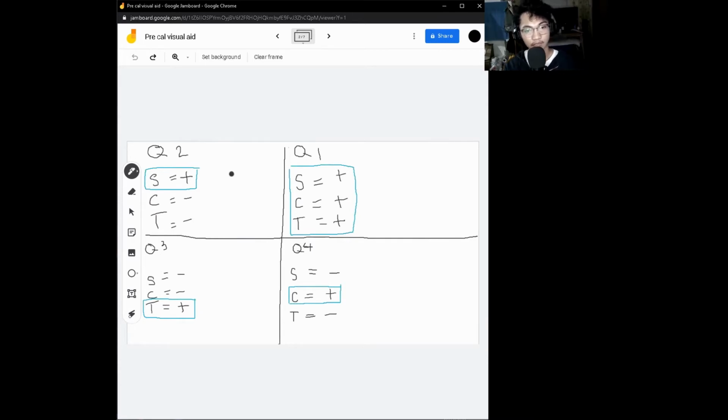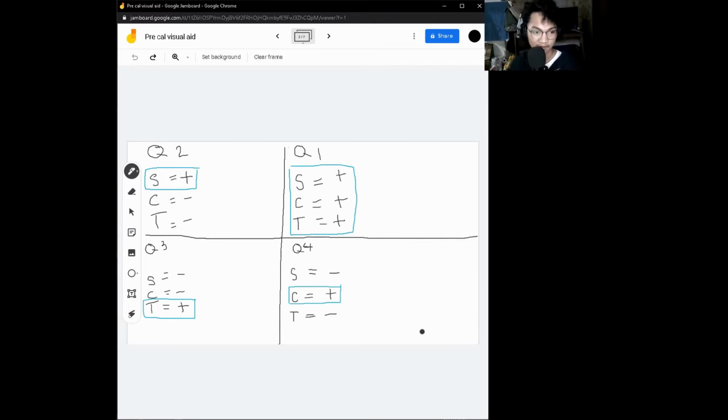So here we have quadrant 1, 2, 3, and quadrant 4. If you recall, sine is positive in quadrants 1 and 2. Sine is associated with the y value. That means y is positive above the x-axis. Sine is negative in quadrants 3 and 4. Tangent, which is y over x, is positive in quadrants 1 and 3. Tangent is negative in 2 and 4.